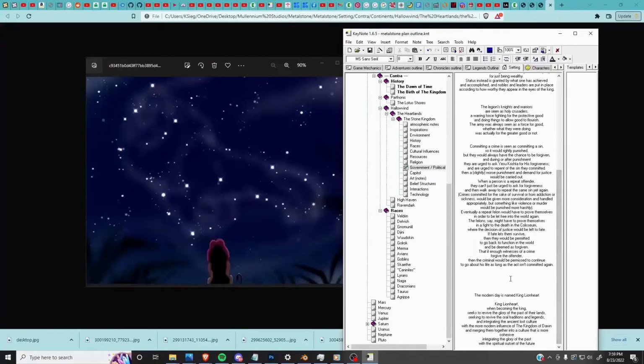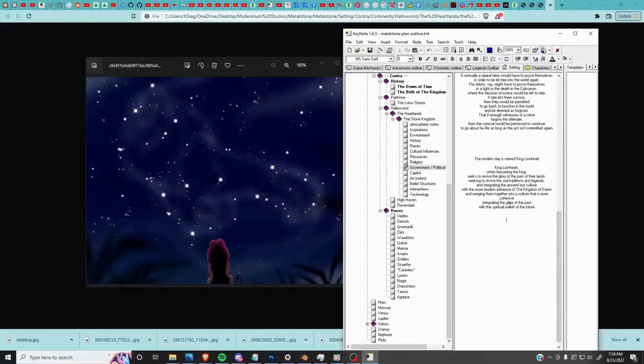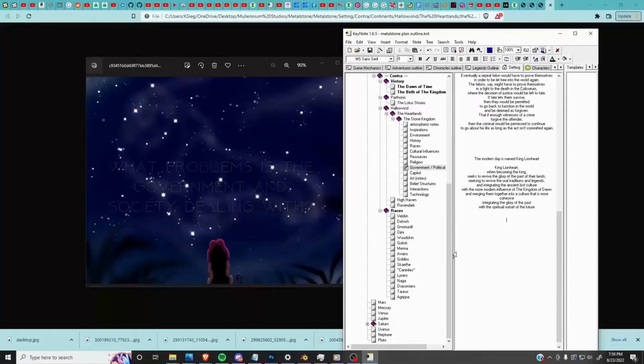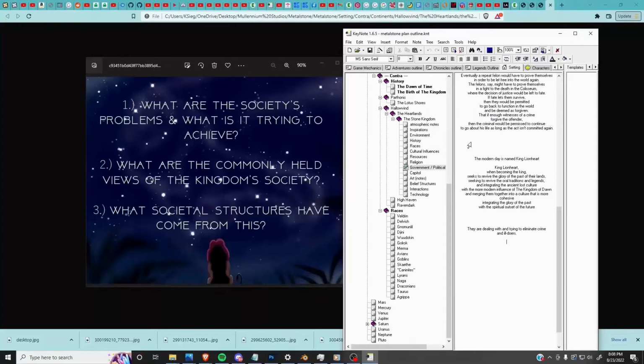So in working on the government and political structure, one thing you could ask yourself about when the story takes place in this kingdom is, what problems is the government and society dealing with, and what is the society trying to achieve? So since this kingdom is more spiritually based, I would imagine that crime would be an issue, and they'd be trying to eliminate it for good, since they're trying to bring about the Kingdom of Dawn in the current time. So this question I proposed, it's actually a three-part question.